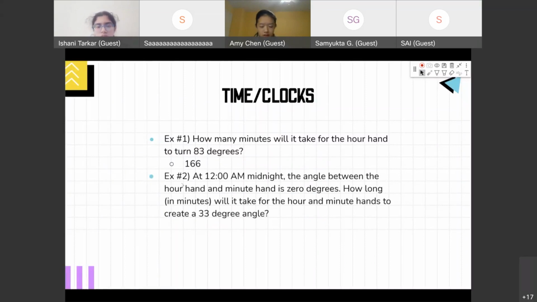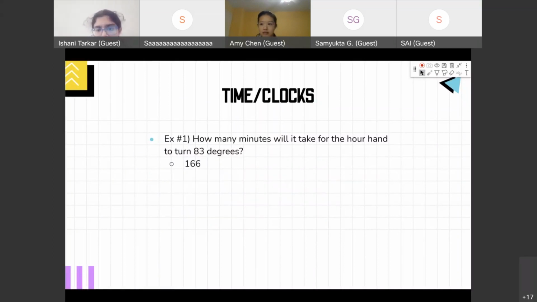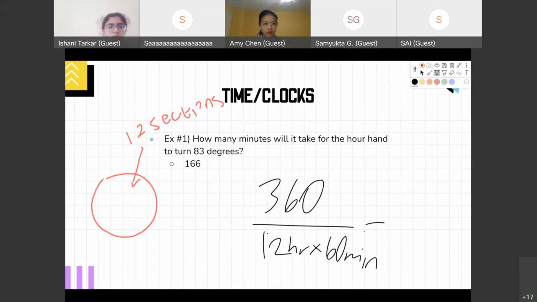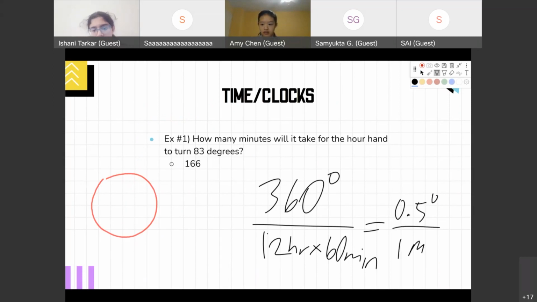Okay, the second example is a little bit harder, but not too much. Why was it 0.5 degrees per minute? Because you have 360 degrees in a clock, and the hour hand takes 12 hours times 60 minutes per hour, which is 720 minutes, to travel those 360 degrees. So the hour hand will travel 0.5 degrees in 1 minute.